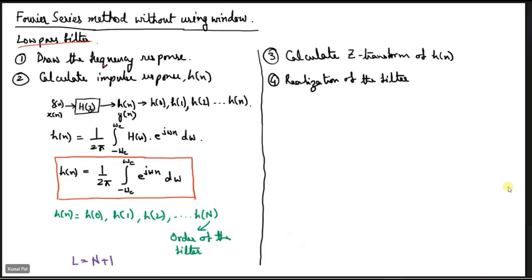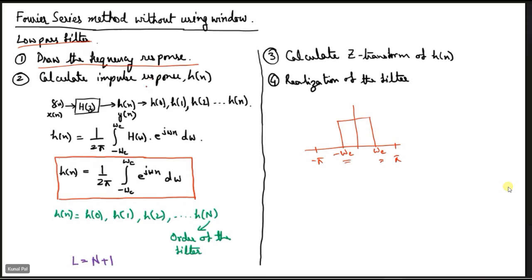Now, the first step, once you get the question, you have to draw the frequency response of the desired filter. Suppose it is a low pass filter, from minus pi to pi. From there you identify the cutoff frequency, then you find those cutoff frequencies and identify the limits.